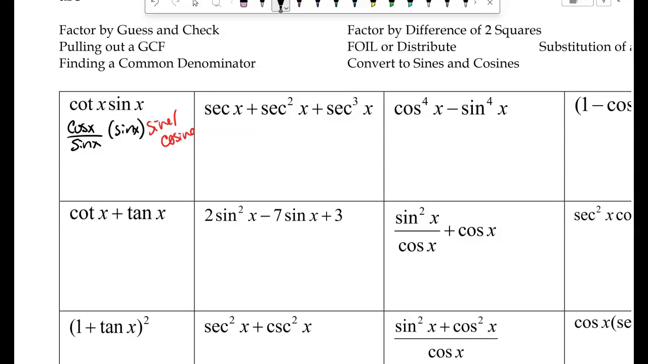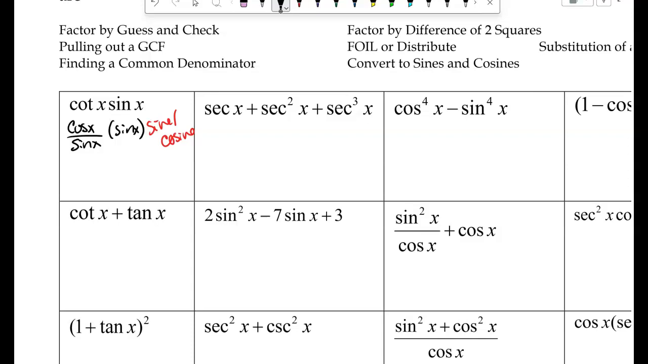So you can really just almost physically see where that first step would be. Probably because you guys have done it enough now, you're starting to get starting spots in your brain. Like, okay, maybe I'll try this when we're working with it. Okay, now the next one's kind of fun. We got secant x plus secant squared x plus secant cubed x. We haven't seen anything like this yet. But what would you possibly think to do?